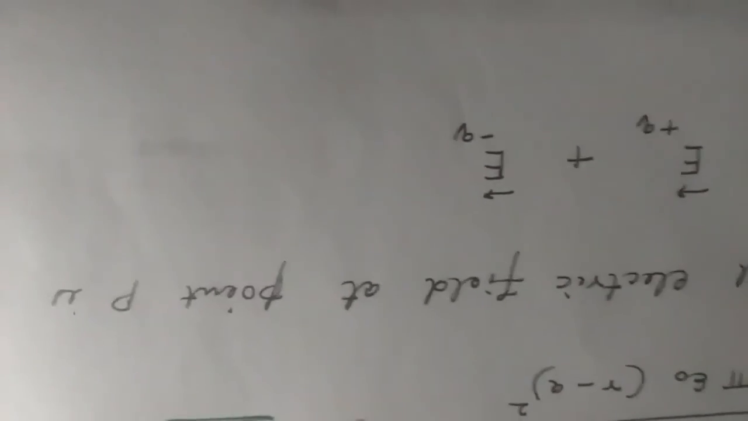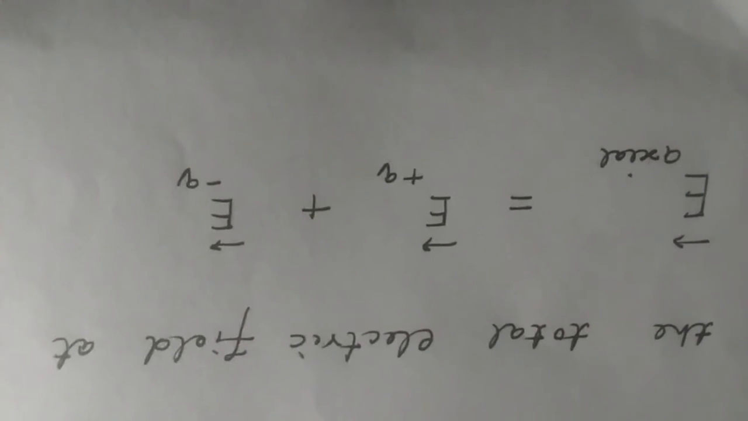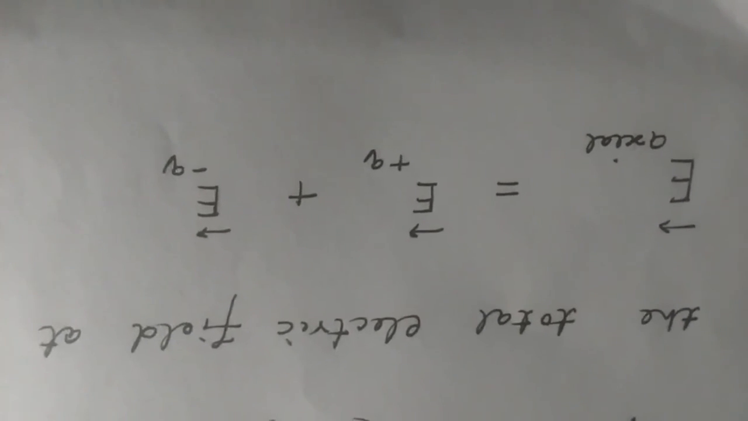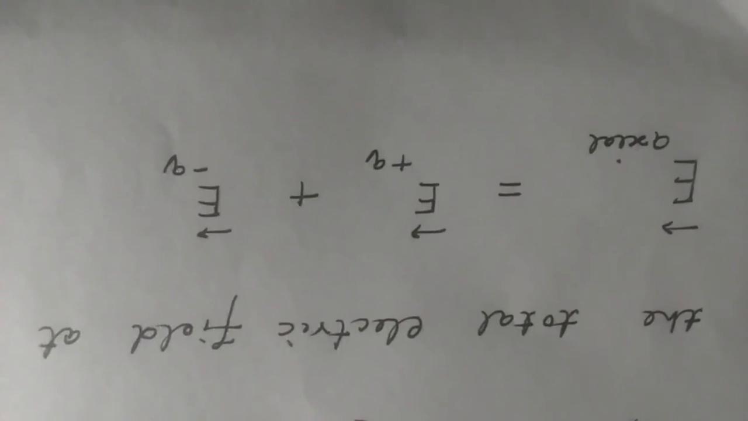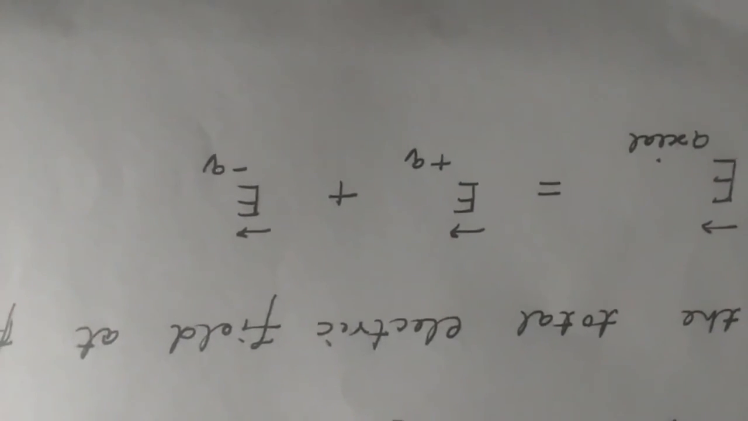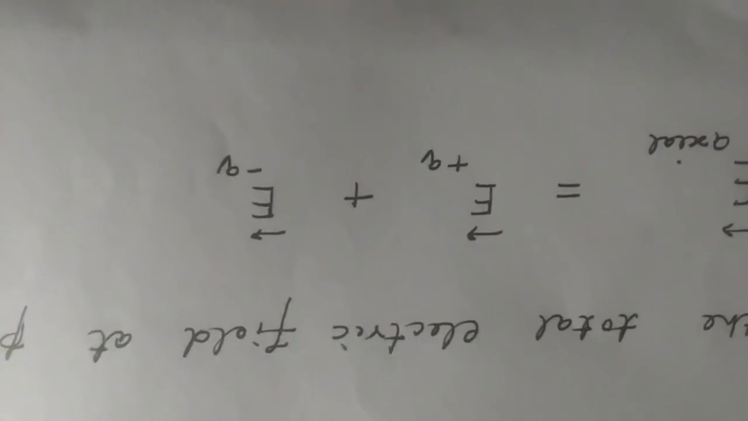Now the total electric field at point P is the sum of electric field due to positive charge plus negative charge. So E axial, it means electric field on axial line, is E positive charge plus E negative charge vector.